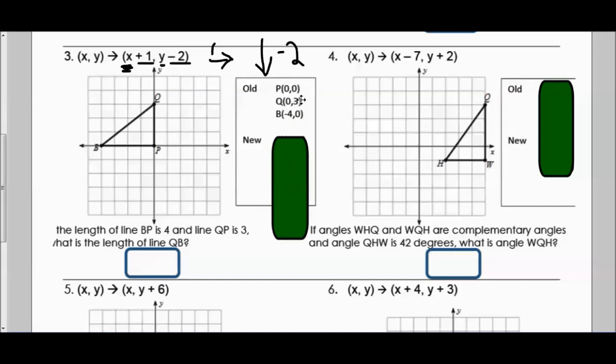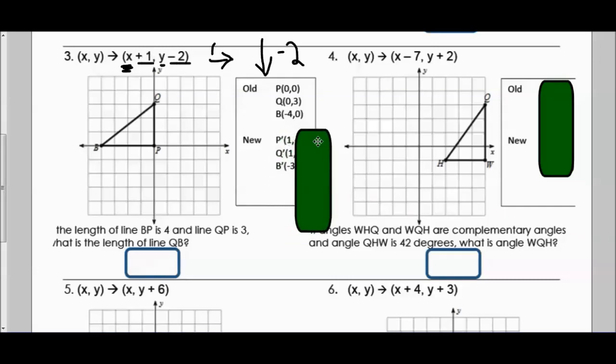We can look at the original coordinates, 0, 0, 0, 3, and -4, 0. Those are the original 3 coordinates. And we can really just do these operations. We can add 1 to the x. So for each of those coordinates, we're going to add 1. You add 1 to 0, you get 1. You add 1 to -4, we get -3.